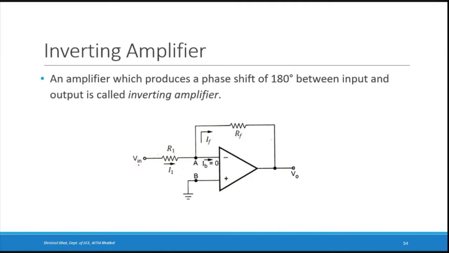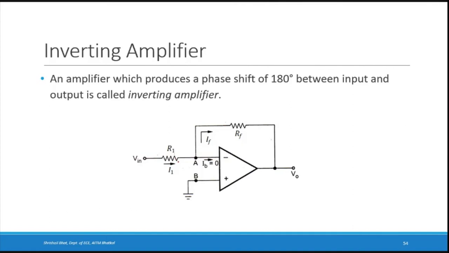Here you are connecting the input at the inverting input terminal, and the non-inverting input terminal is grounded. Vin is the input voltage, V0 is the output voltage. Then there is one input resistance connected at Vin, that is R1, and there is a feedback resistance connected from V0 to the inverting input terminal, that you can call RF. So this is the circuit diagram of an inverting amplifier.